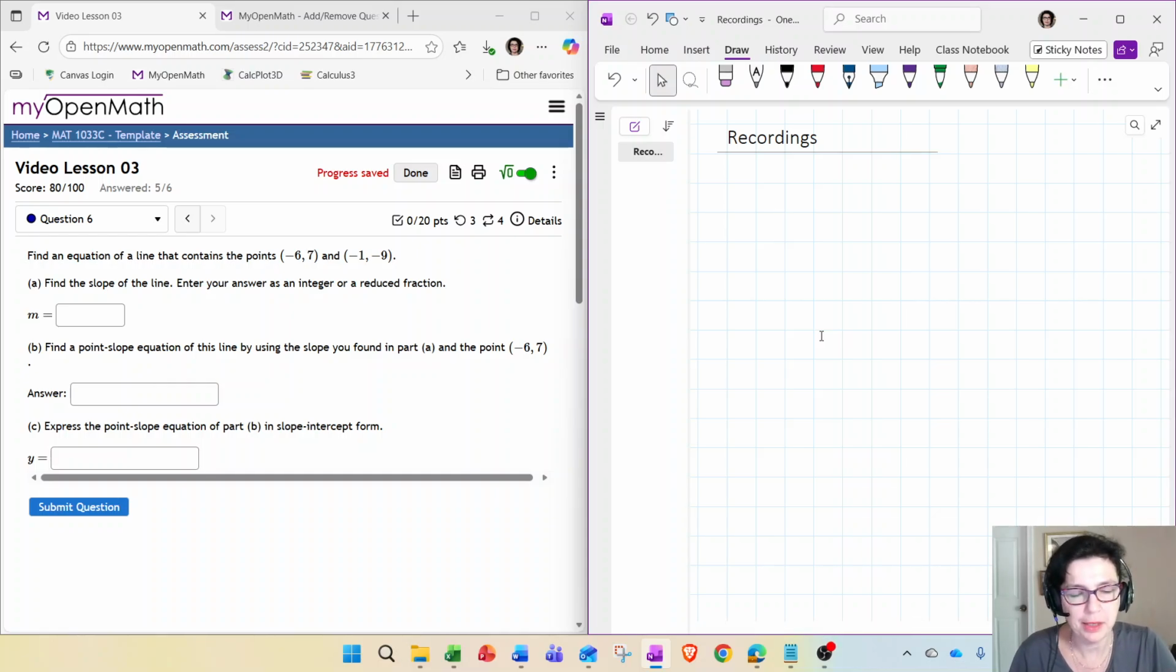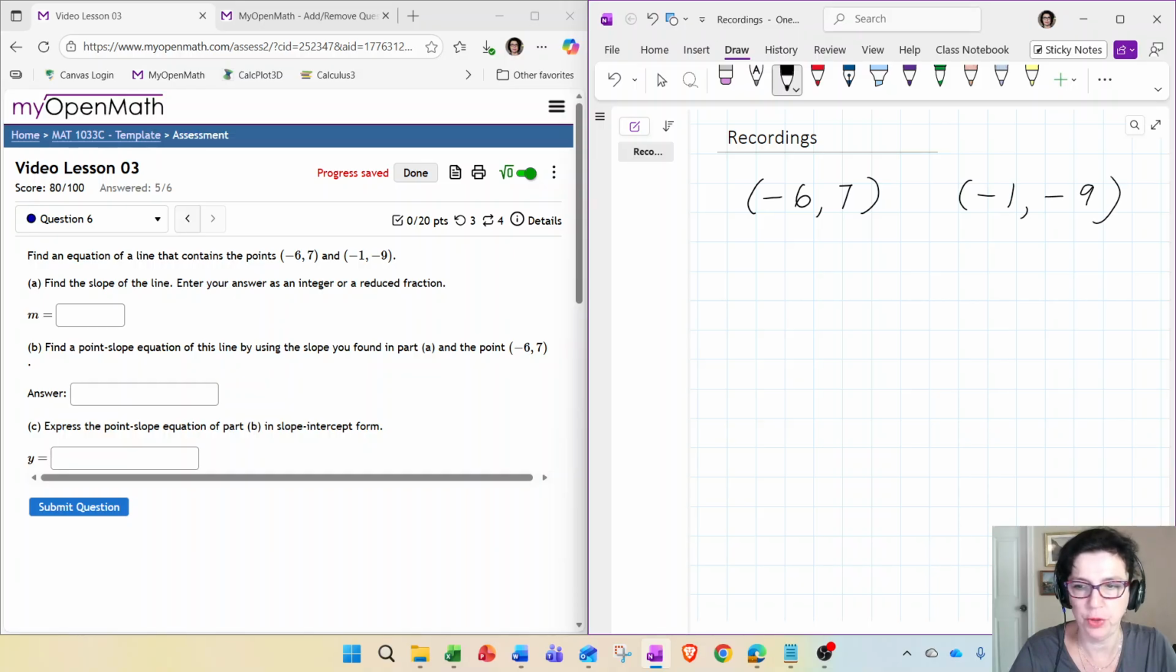All right, guys, this is a classic example of how we are given 2 points. Okay, so we got (-6, 7) and (-1, -9). So we're given 2 points, and we need to come up with the slope-intercept equation. So we're going to have to go through this in stages. First, we have to find the slope.